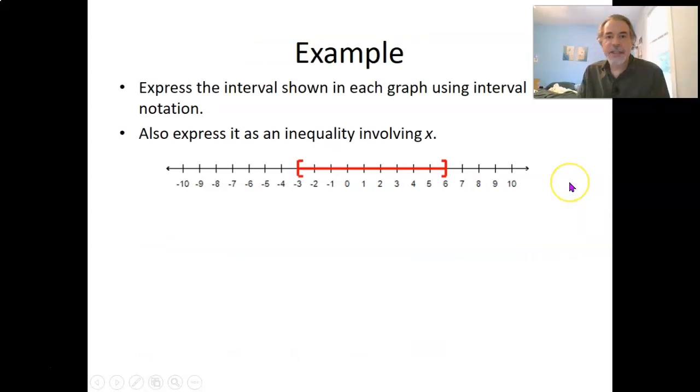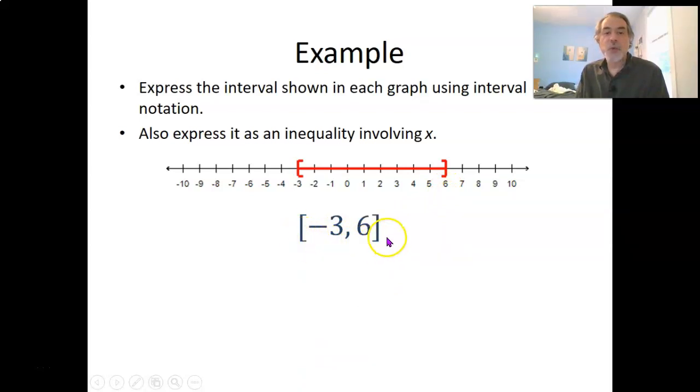So let's practice this. In these examples, look at what's showing on the number line and express it in interval notation and also as an inequality involving x. It's real easy to translate from a graph to interval notation. Always look at where you start and where you end. So here we start at -3 and we go over until we get to 6. So this would be the interval from -3 to 6.